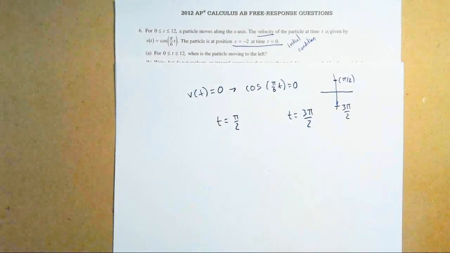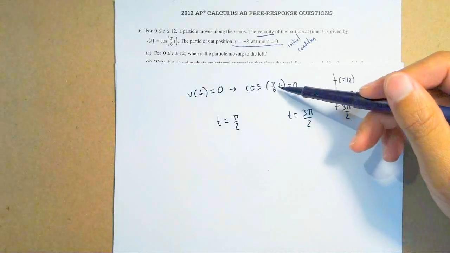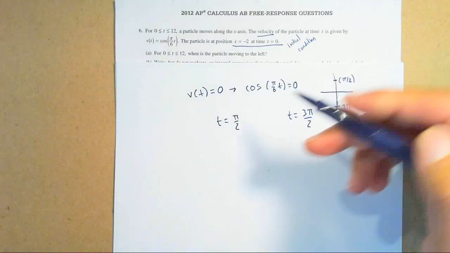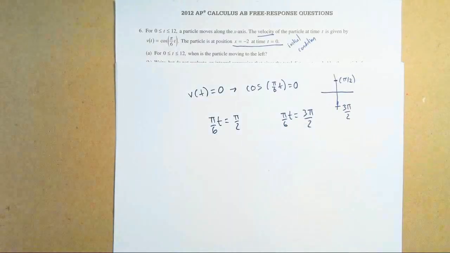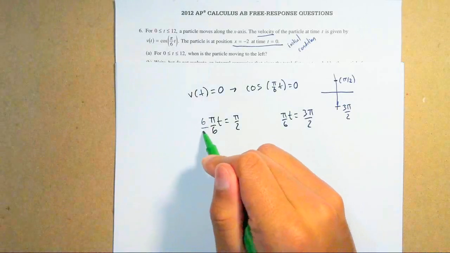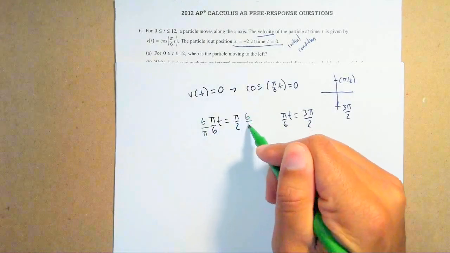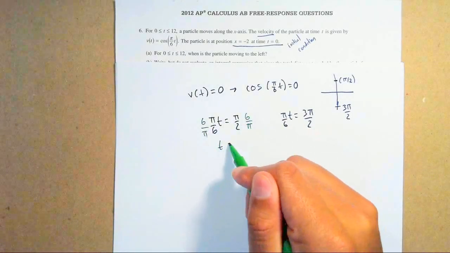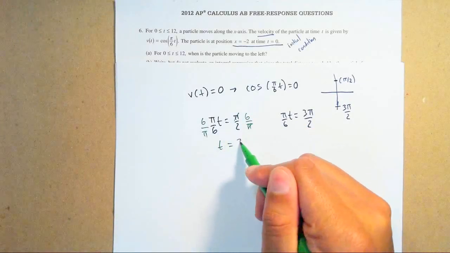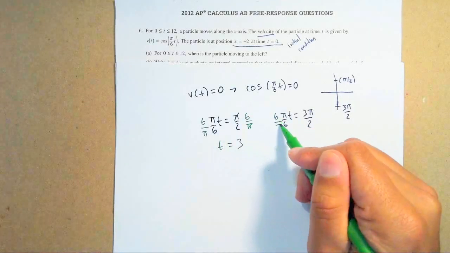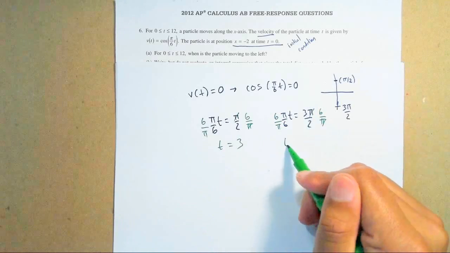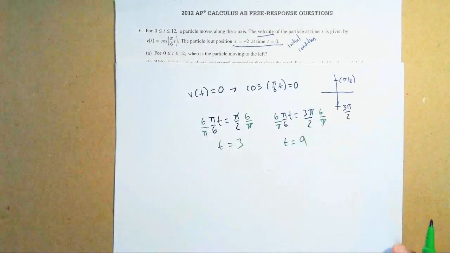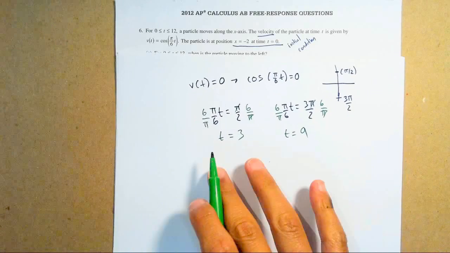But the problem is the inside has a pi over 6, so I can't forget about that. I have to put pi over 6 t over here. Then my last step is to solve for t. How do I get t alone? I'm going to multiply by 6 over pi. That simplifies to t equals 3, because the pi's cancel out and 6 divided by 2 is 3. Then do the same thing here: 6 over pi, the pi's cancel out, and when you work it out, you get t is equal to 9. So my critical numbers are 3 and 9.